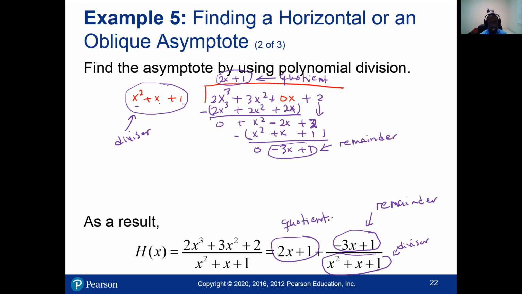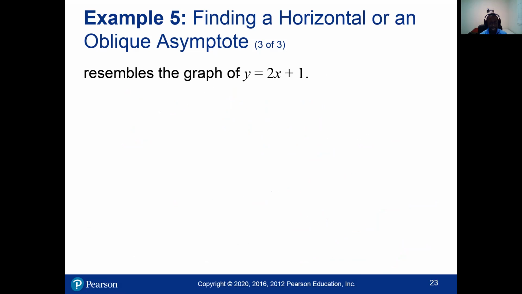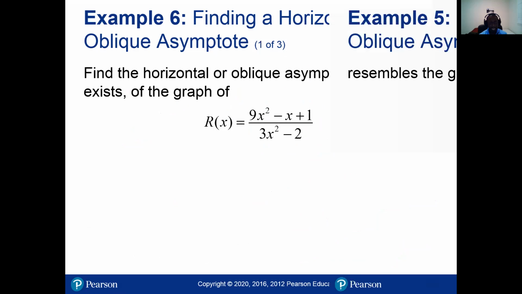So at the line, I have this in the next slide. The line y is equal to the quotient, which is 2x plus 1. It's actually your what? Your oblique asymptote. So we say that the graph resembles this, meaning that this is your what? This is my oblique asymptote. All right. Here is another example.